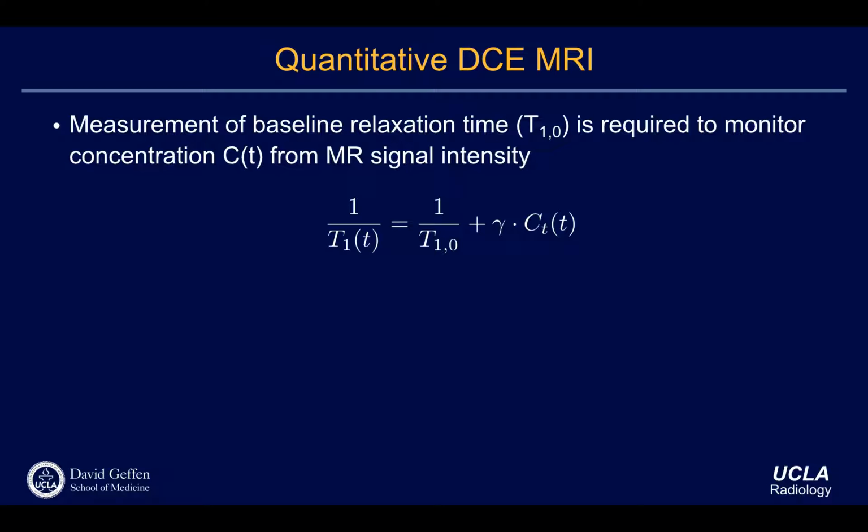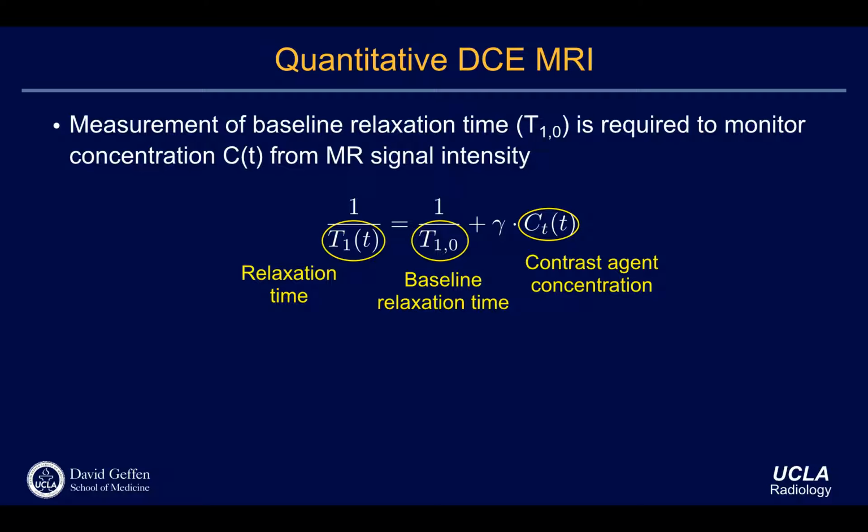Again, it's not a simple linear equation. There's another component here called T10. So this T1 over T is coming from signal intensity, right? And then you convert it based on TR values and flip angle. And this gamma is relaxivity. This is given for each contrast agent. And C_t(T) is something that you want to calculate. Okay? So this is given, and this is something that you want to know. All right? So T10 is also very important to convert from T1 over T to C_t(T).